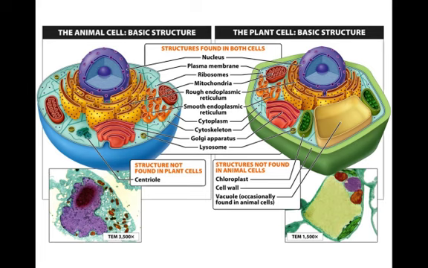So these are all of the organelles that you will be responsible for knowing in each of the cells. All of the ones that are in the center here are found in both cells, and they perform the same functions in animal cells and plant cells. And then you should know which organelles are found only in animal cells and which organelles are found only in plant cells as well, and know their functions.